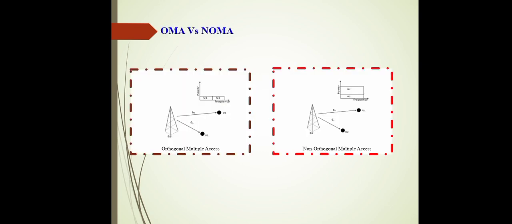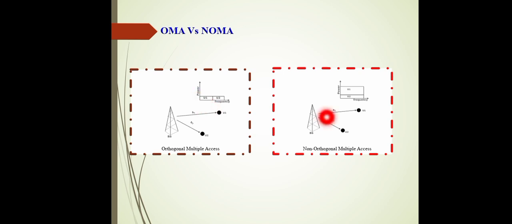So first of all we have to make some comparison between OMA and NOMA. First, I will look at OMA. In case of OMA, you can see here that from the base station to user 1 there is a channel coefficient H1, and from the base station to user 2 there is a channel coefficient H2. Here the frequency is being divided. For user 1 we have given the lower frequency range and for user 2 a higher frequency range, but the power is the same.